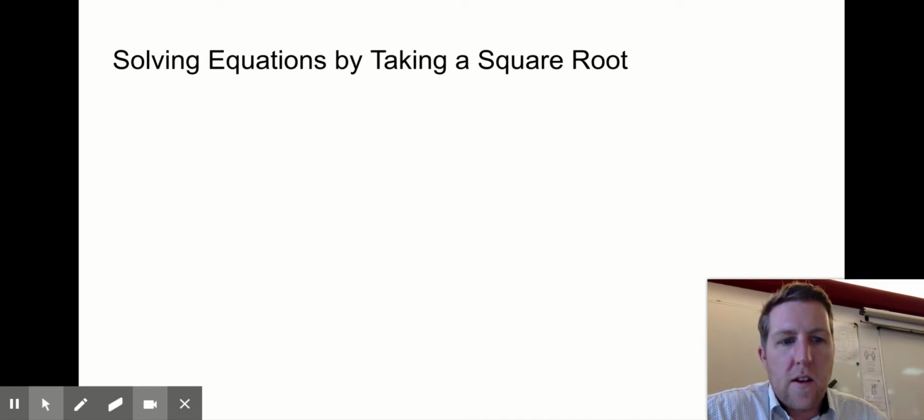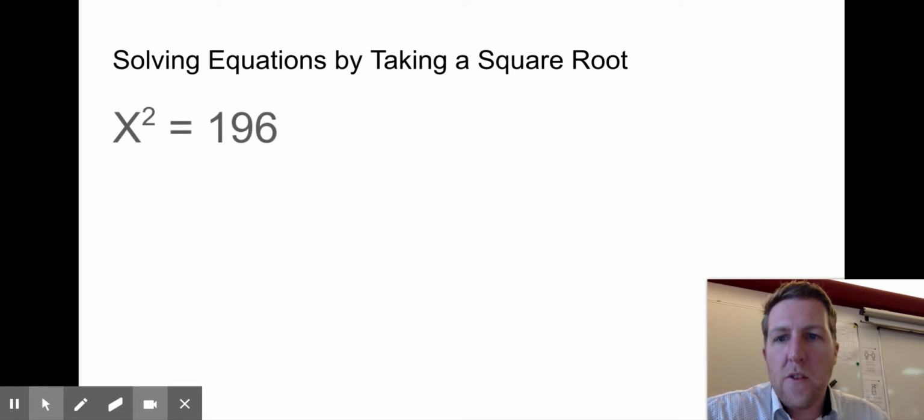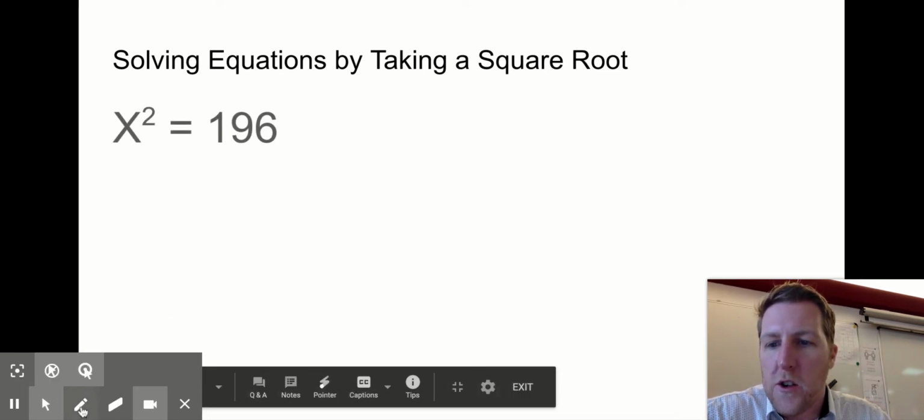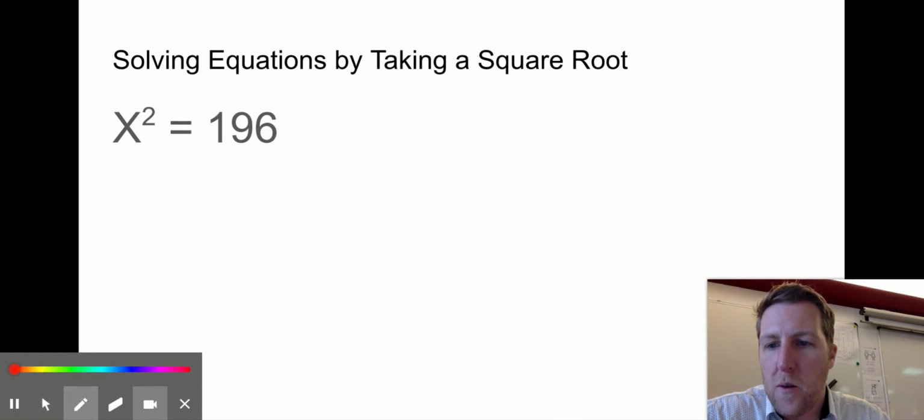So let's look at three examples here, working through to harder ones as we go. This first one is probably the most straightforward. I'm going to try and draw on the screen. We'll see if it works or not.